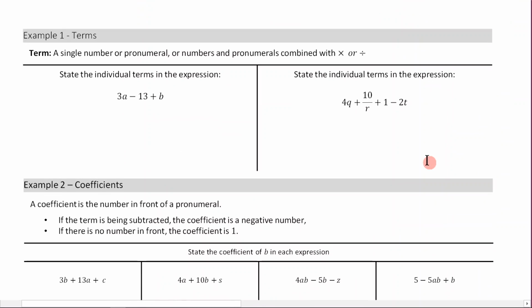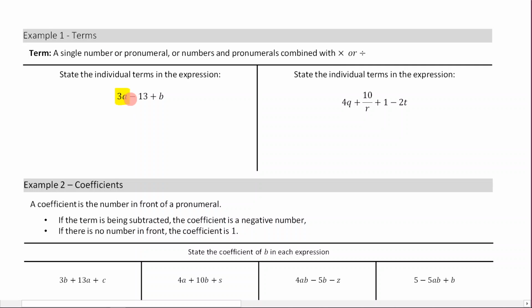Let's come down here. So our next one is we're going to go through some examples of terms, just to really make sure that we have a good understanding of them. So first we've got our definition of what a term is: a single number or pronumeral, or numbers and pronumerals combined with multiplication or division. So let's look at this one. It says state the individual terms in the expression. So we need to figure out the individual terms in this expression. I'm going to get my highlighter out.